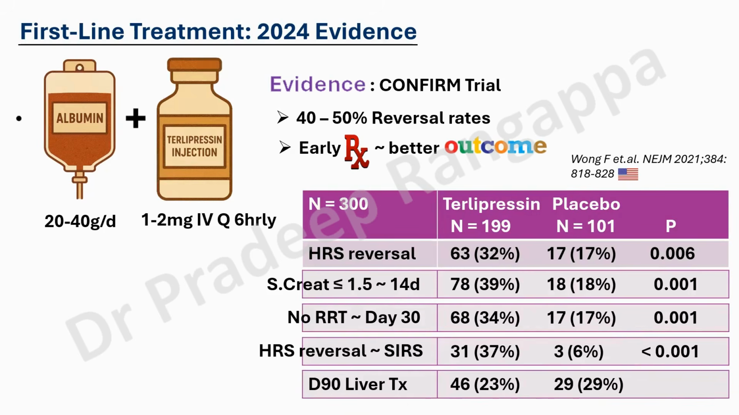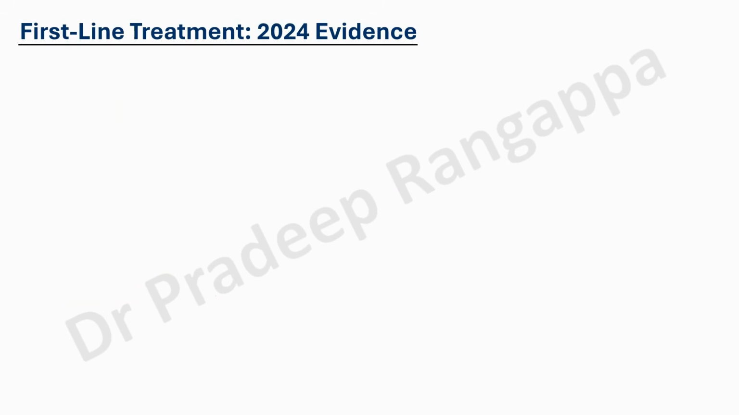But the disadvantage of terlipressin was that the terlipressin group had more side effects. They had abdominal pain, vomiting, diarrhea, and so on and so forth. The side effects were more, so there were increased adverse effects with terlipressin. The recommendation for treatment with albumin and terlipressin comes from this confirmatory trial, and subsequently multiple other smaller studies came, which also showed signals towards better outcome and reversal with terlipressin.